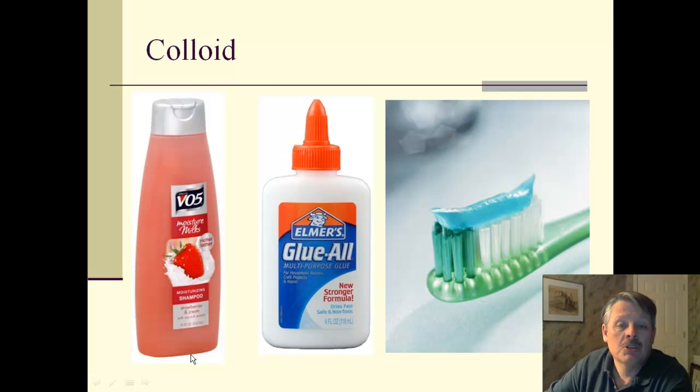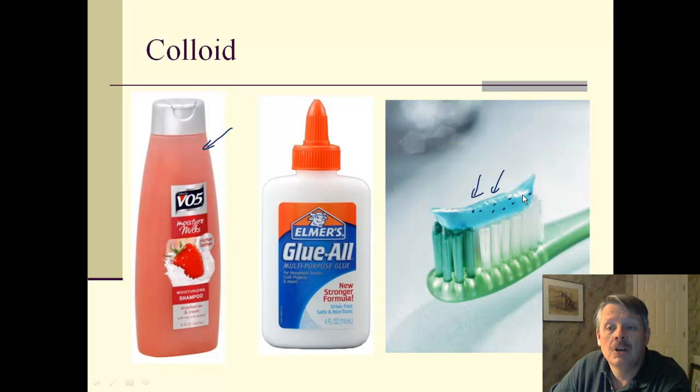This is some shampoo, and if you look carefully at the shampoo, it looks kind of milky, so you can actually see stuff in it. And if you look at a lot of toothpaste now, they're gels, and some of them even have little flakes of stuff in them. Gels are good examples of something called colloids.